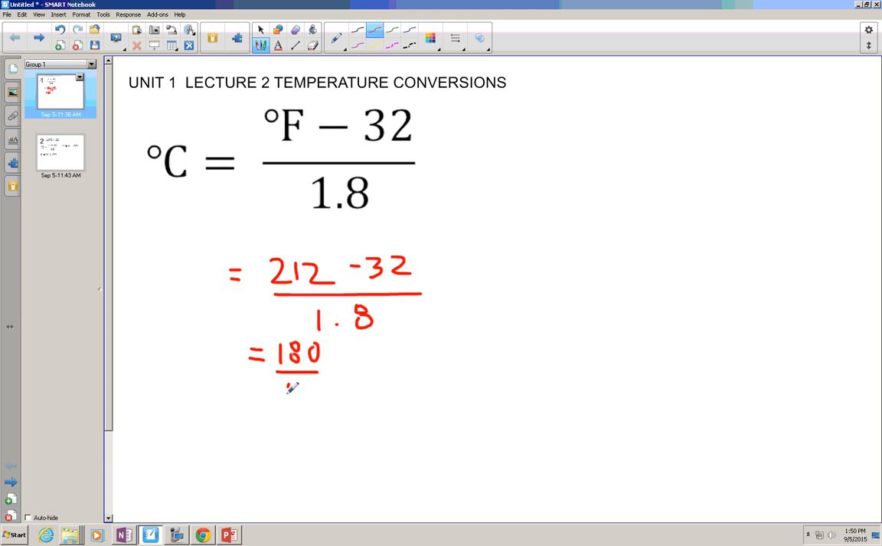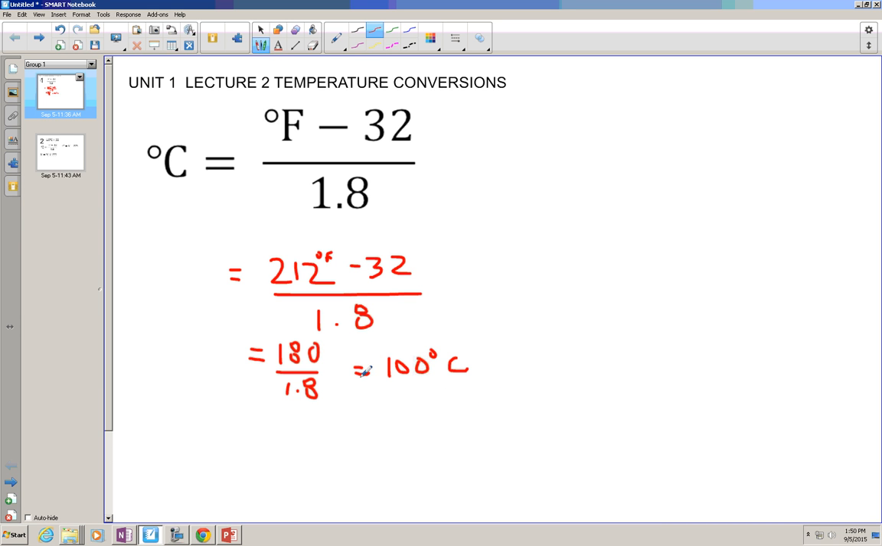180 divided by 1.8. Now that is something I can do in my head. That is exactly equal to 100. So we have converted from 212 degrees Fahrenheit to Celsius. Does the answer make sense? Well, sure, it has to make sense, right?